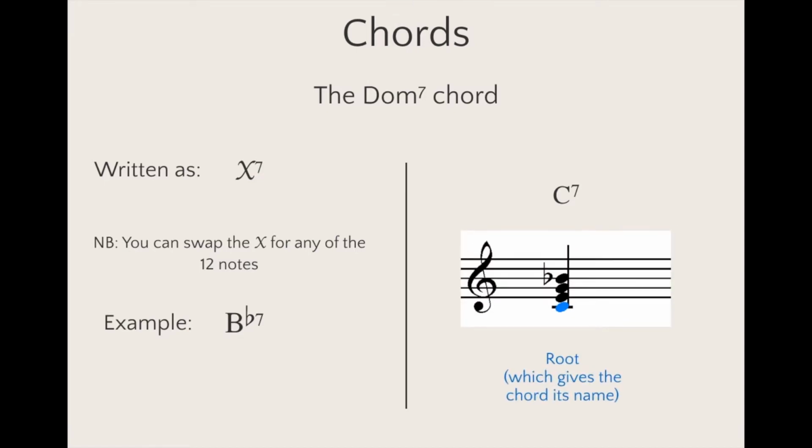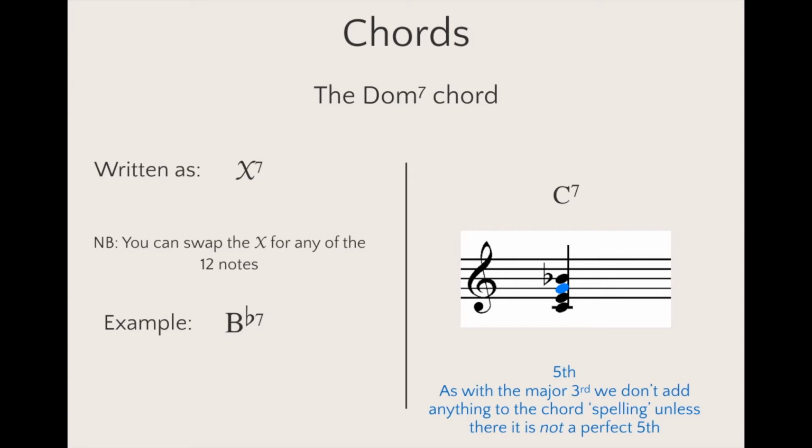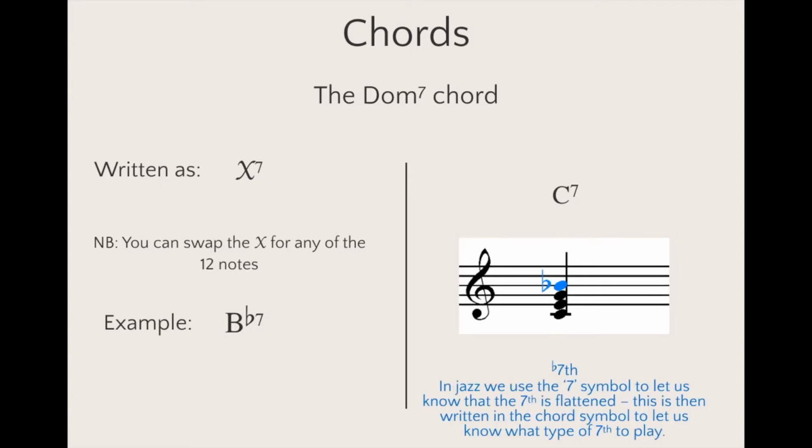First is the root, or the bass note, which gives the chord its name. Next is the third. The third is a major, or unaltered third. As with the previous chord, the major 7, we don't need to add anything to the chord symbol to reflect this. The 5 is a perfect fifth, and therefore we don't need to do anything to the chord symbol. Next, the 7th. The 7th is flattened. In jazz, if you have a 7 without the Maj next to it, it always means flattened 7th. So in the key of C, B flat is the flattened 7th, which is reflected in the chord symbol by just adding a 7. Let's listen to C7.